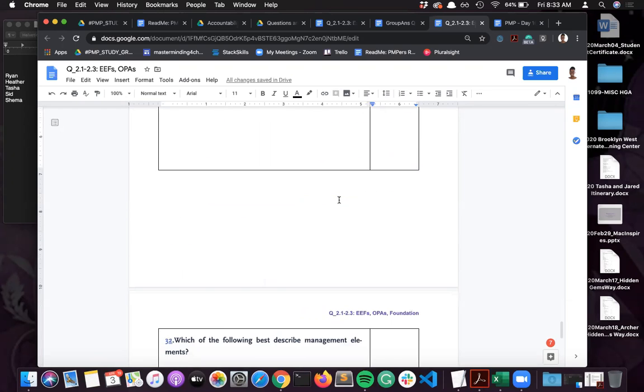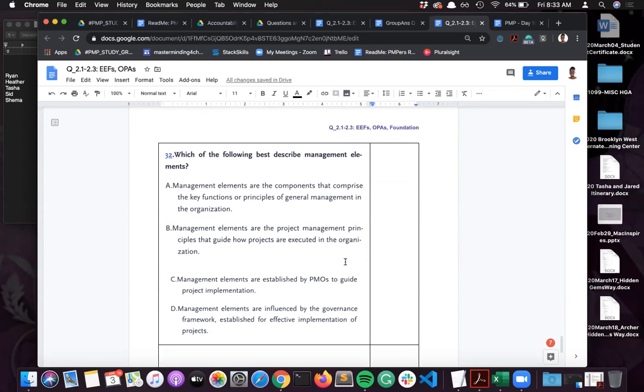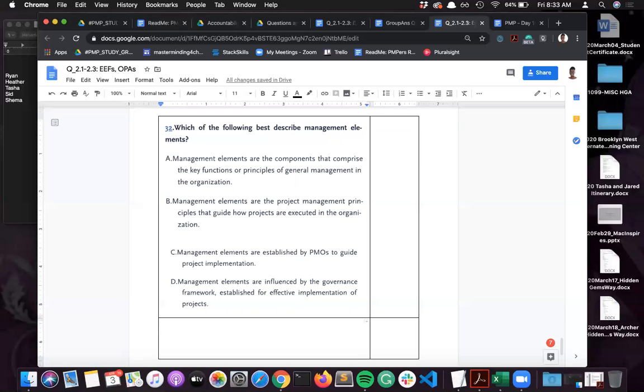Which of the following best describes management elements? A, management elements are the components that comprise the key functions or principles of general management in the organization. B, management elements are the project management principles that guide how projects are executed in the organization. C, management elements are established by PMOs to guide project implementation. Or D, management elements are influenced by the governance framework established for effective implementation of projects.